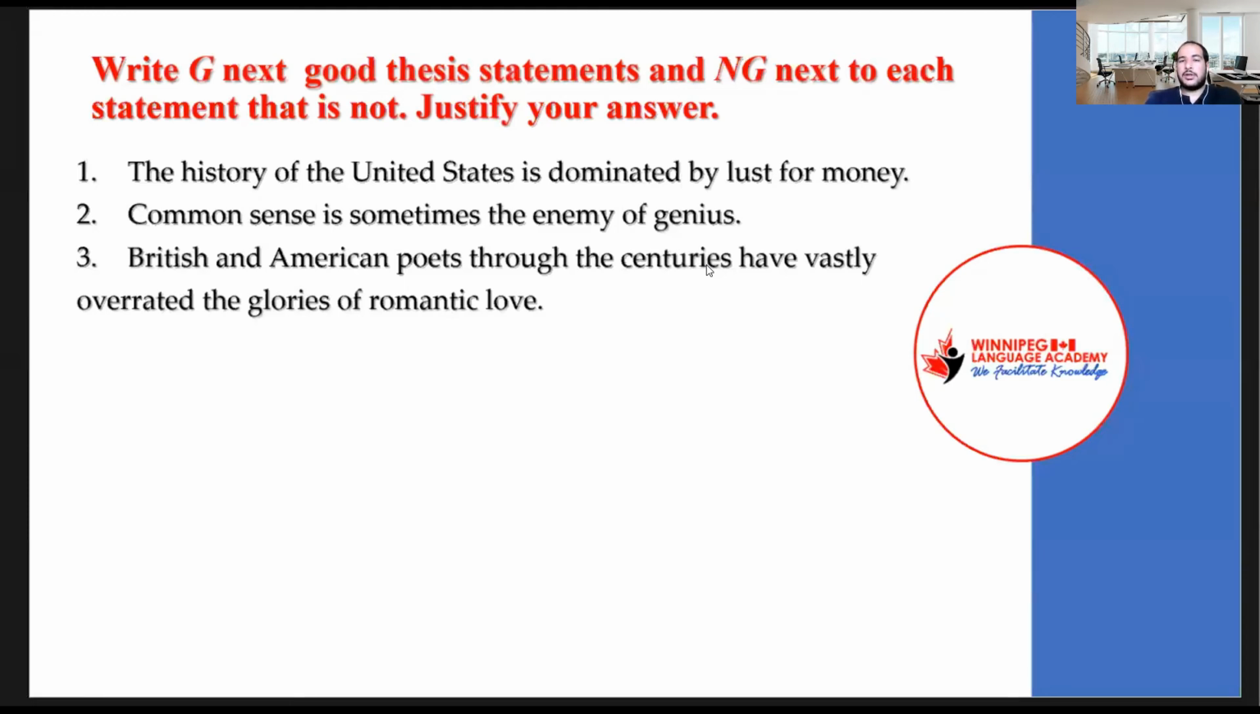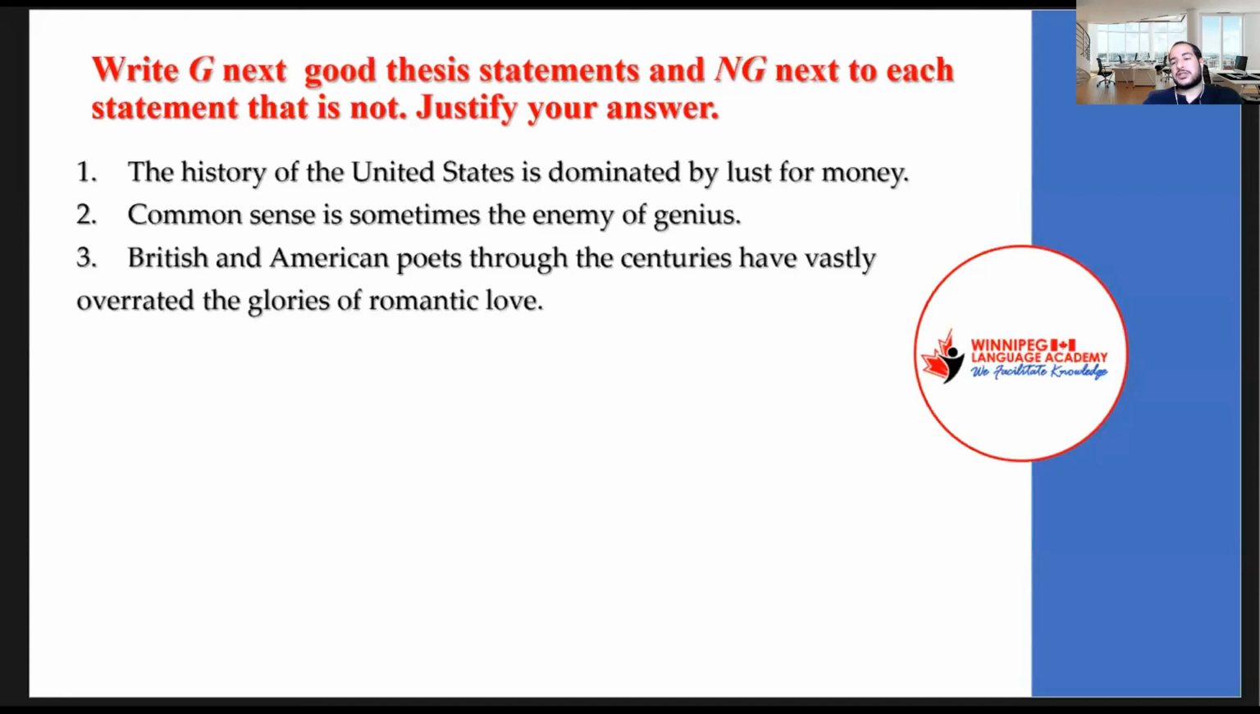Well, I have a different opinion about sentence number 3 because we can focus on the romantic love. The glories of romantic love. I can discuss this point. Yeah, but I would like to draw your attention to British and American poets. Do you know how many people are those? Yes, maybe I'm wrong. Maybe I don't know. It's a big number. It's a big number of people, right?